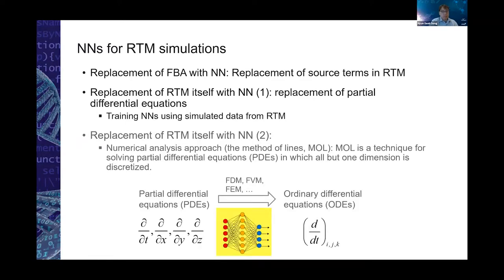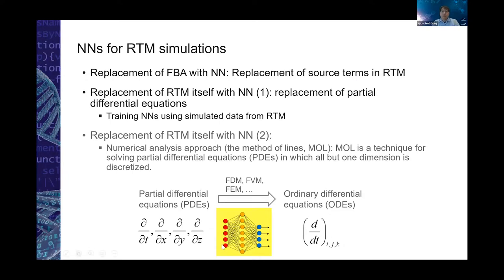The third approach is to use a numerical method. I think Tim would like to talk about this, but the most commonly used method for solving partial differential equations is the method of lines, meaning that we discretize all the derivative terms into algebraic equations except one variable, in this case the time derivative. Therefore, using the method of lines, we can convert partial differential equations that contain time and spatial derivatives into a set of ordinary differential equations by converting spatial derivative terms into a set of algebraic equations. Typically we use the finite difference, finite volume, finite element, and boundary element methods.